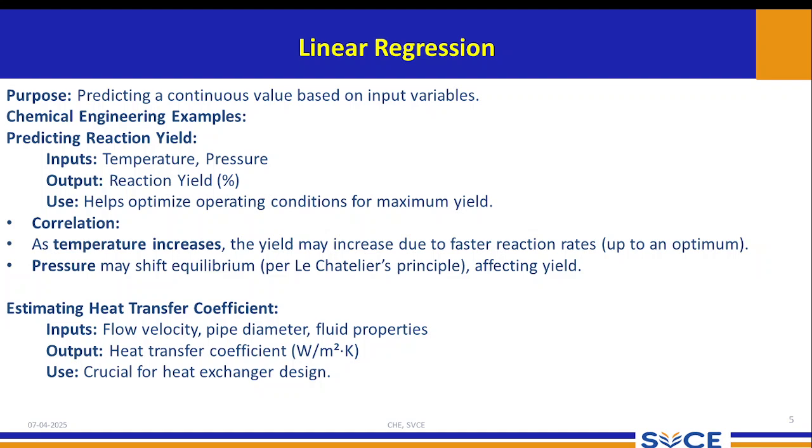Coming to the next example, the output variable is the heat transfer coefficient. Let's say the input variables are the flow velocity, in meters per second, the pipe diameter d, and the fluid properties.